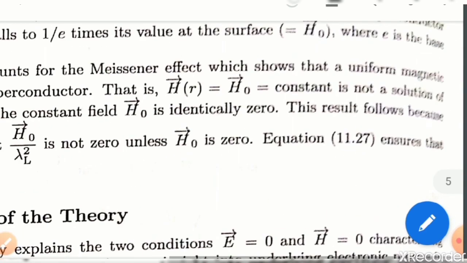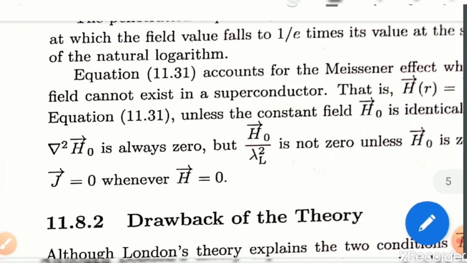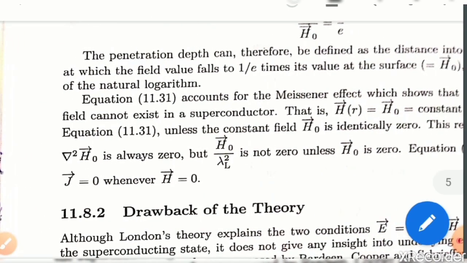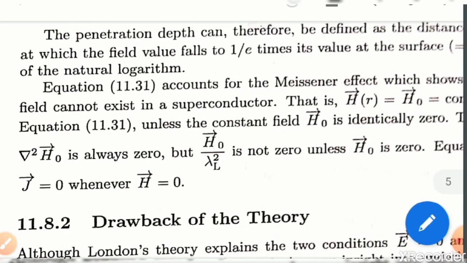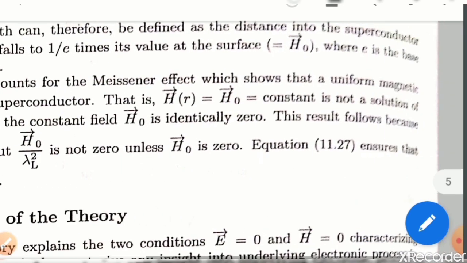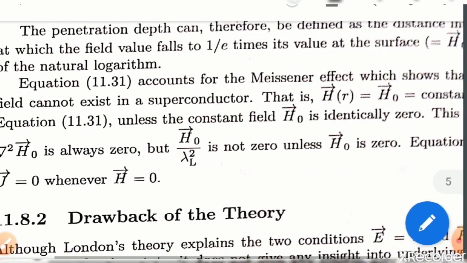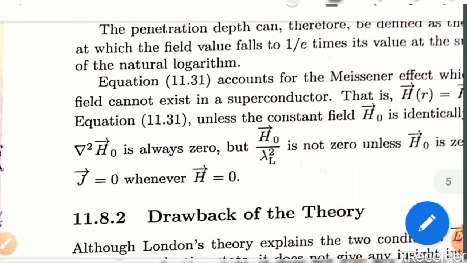Now, what are the drawbacks of this theory? The main drawback of this theory is that although the London theory explains the two conditions, E equal to 0 and the rising of the superconducting state, it does not give any insight into the underlying electronic process in the superconductors. So this is the only drawback of this theory, that it does not give any underlying electronic structure of the superconductors. This drawback was overcome by the theory proposed by Bardeen, Cooper, and Schrieffer, commonly known as BCS theory, which gives a better understanding of the phenomena of superconductivity.